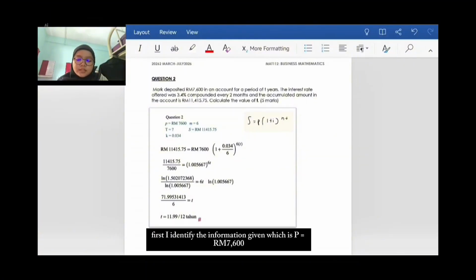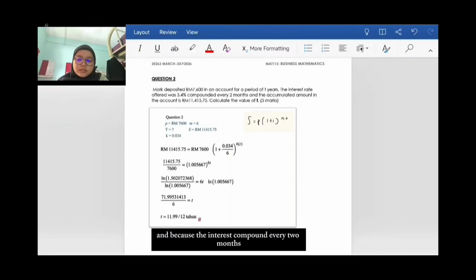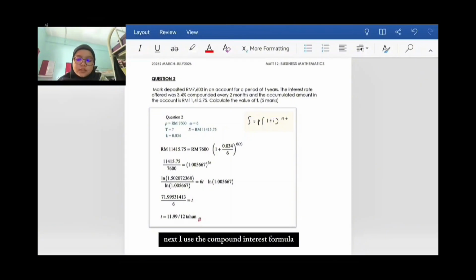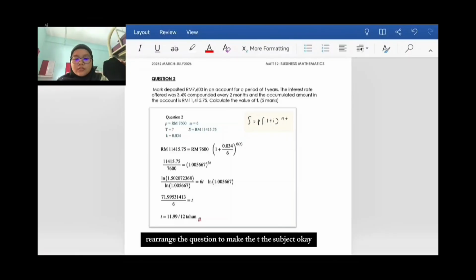First, I identify the information given, which is P equals to RM 7,600. Accumulated amount is S equals to RM 11,415.75. Interest rate K equals to 0.034. Compounding frequency, which is M equal to 6, because the interest is compounded every 2 months. Next, I use the compound interest formula, which is S equal to P (1 plus i) to the power of n, where n is m times t.